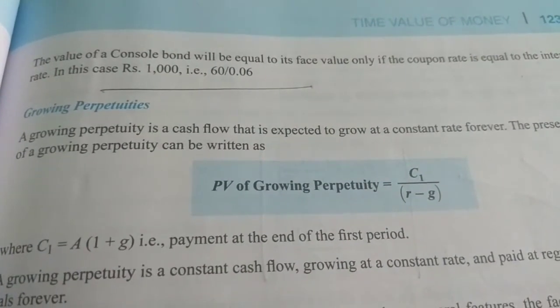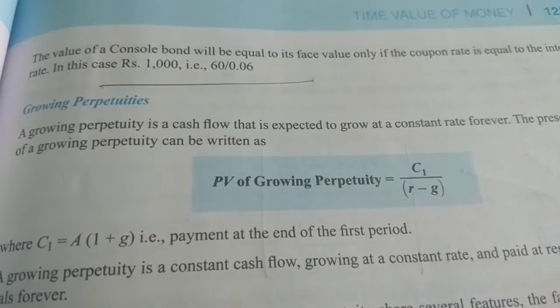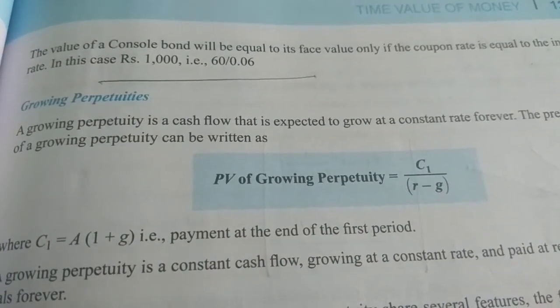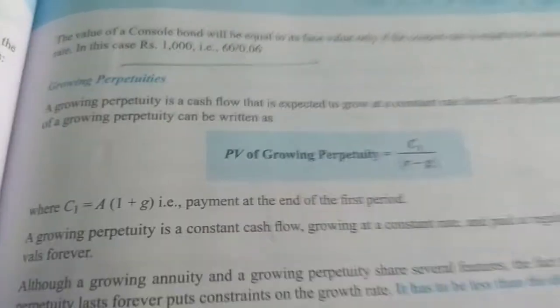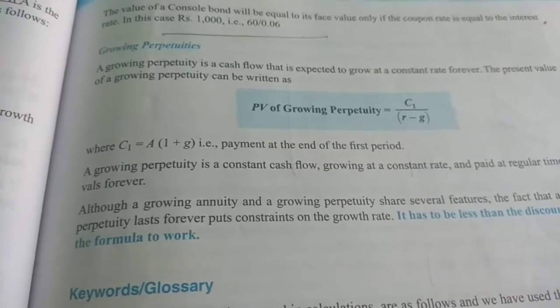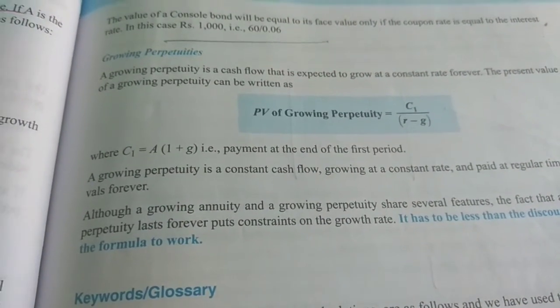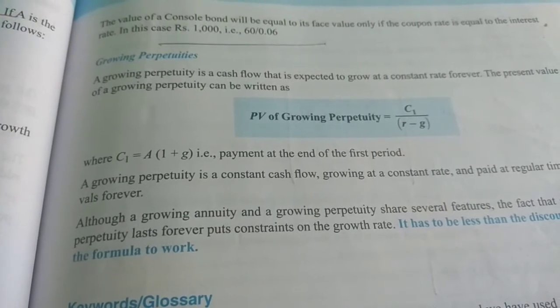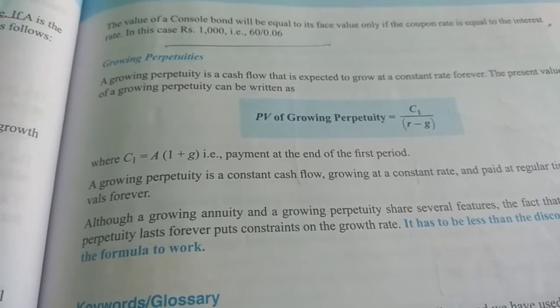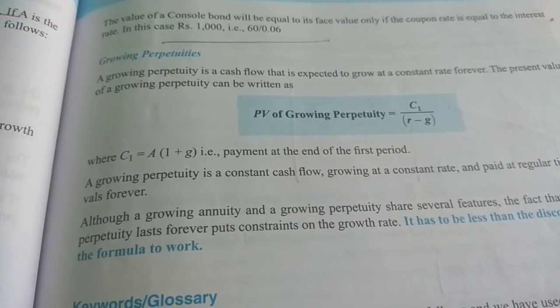Growing perpetuity. If the present value of a perpetuity is growing, its equation is C1 by R minus G, where C1 equals A into (1+G). Growing perpetuity is A into (1+G) by R minus G.